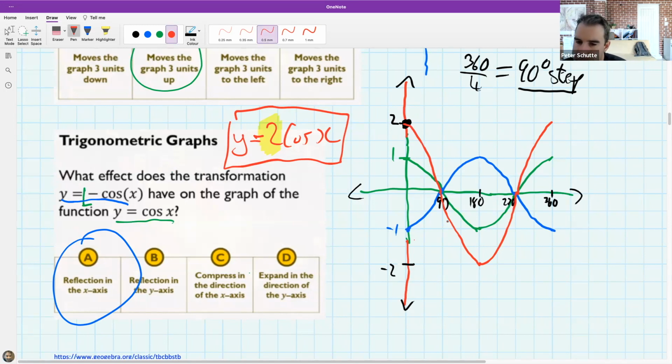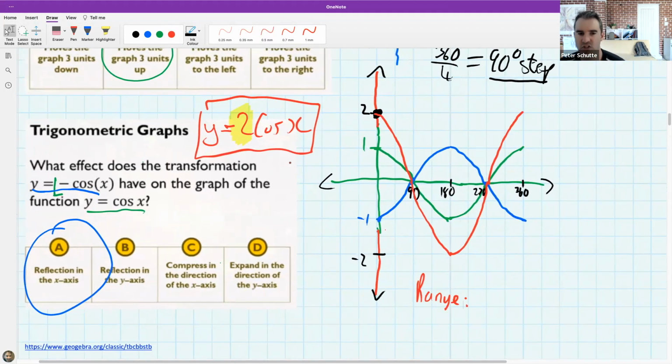All right, now I want to know for this red graph here, and then we're going to have a break for our time. I want to know what is the range of the red graph, or y equals 2 cos x. Can you tell me in the chat, what is the range of y equals 2 cos x? And then we're going to take a break.